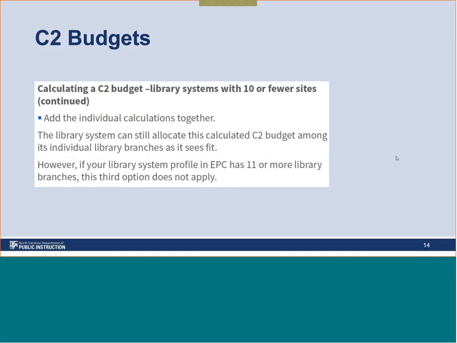So again, if you've got that small strip mall type space for a branch, you might take that $25,000 if you're a library. If you've got a regional library, a central branch in the heart of your city or your county, you might take the $4.50 per square foot times that multiplier, add them all together, and that's your Category 2 budget. Again, if the EPIC profile says you have 11 or more branches, this option does not apply to you.